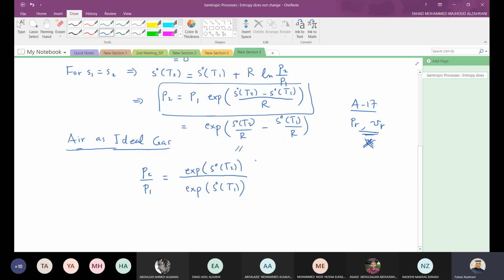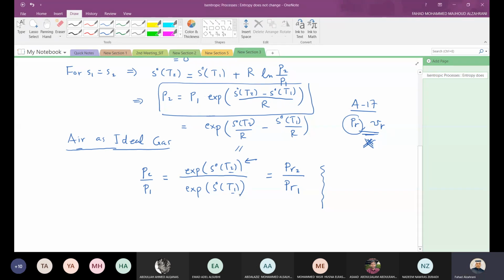Now, this term here, this exponential of s naught over R, is what I call PR. In this case, this is PR2 and this is PR1. Okay? So basically PR2 and PR1 is a function of what? A function of temperature.